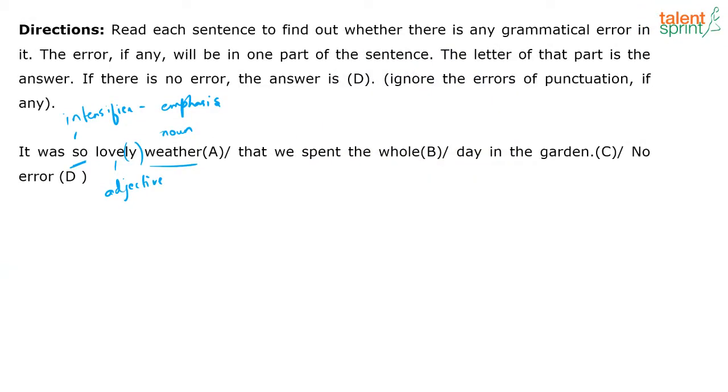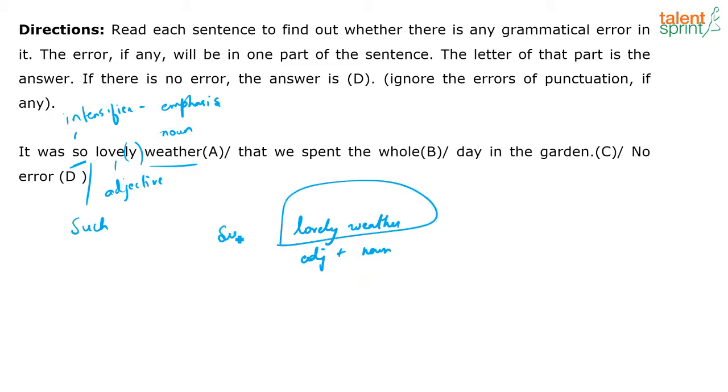But here in our context, so is not the right intensifier to bring an emphasis to the lovely weather. What is the word that I have to replace so with? Such. It was such lovely weather. So why should I replace so with such? Because such is used to emphasize the adjective in a noun phrase. So basically this is a noun phrase. Which one? Lovely weather, where weather is my noun and lovely is my adjective describing the noun. So in this noun phrase, the right intensifier would be such and not so.